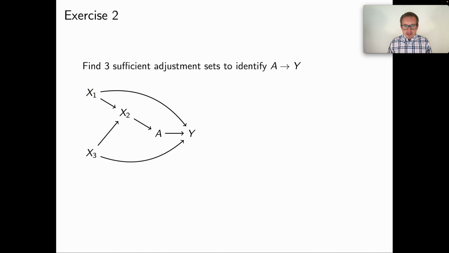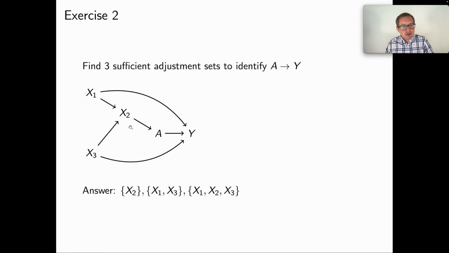Next, we could find 3 sufficient adjustment sets to identify the causal effect of the treatment A on Y in this DAG. In this case, we could adjust just for x2. Once you hold x2 constant, there's no path back from A to Y. You might worry that x2 is a collider. Adjusting for it creates an association between x1 and x3. But because these variables are independent of A, once we condition on x2, it actually doesn't matter that this creates an association. We could also condition on x1 and x3, or we could condition on all 3 variables together.